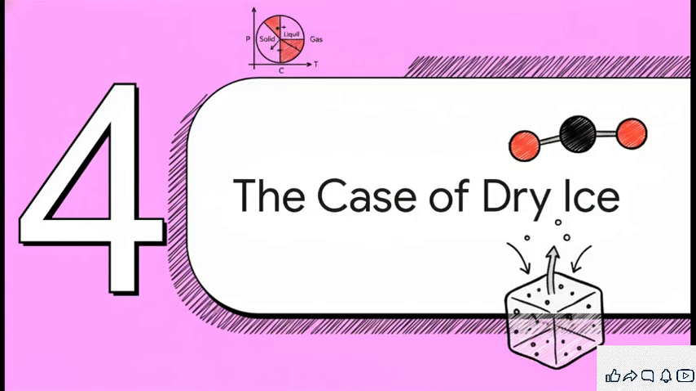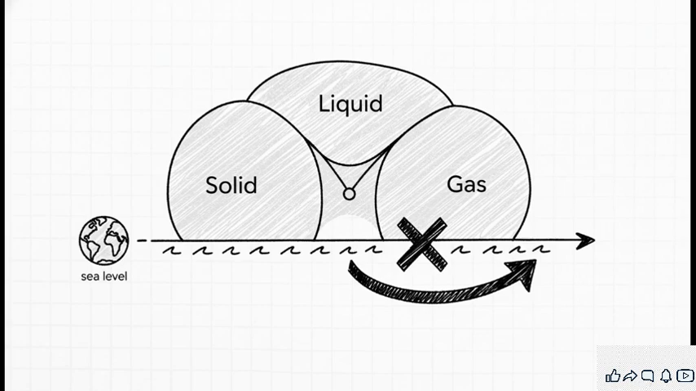So water is clearly a bit of a weirdo. But to really appreciate how weird, let's compare its map to something else. Let's look at the case of carbon dioxide, or as you probably know it, dry ice. Okay, check out the phase diagram for CO2. Find the triple point. It's right there at a pressure of about 5 atmospheres.